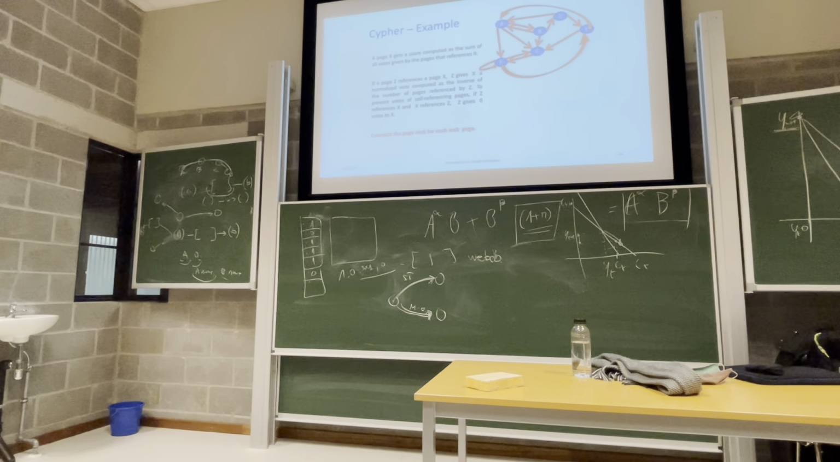Right? And to prevent self-referencing pages, you say, okay, if A references B and B references A, I will give nothing to any of the two. Okay? C gives 0 to X. So what I'm asking now is compute the page rank for each web page and do this in Cypher. This will require some other stuff that I will show you.